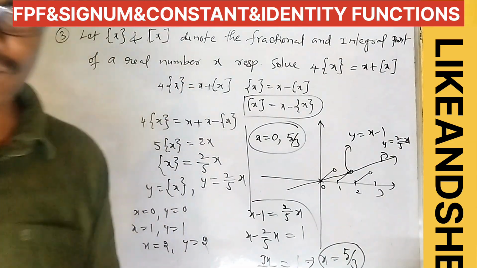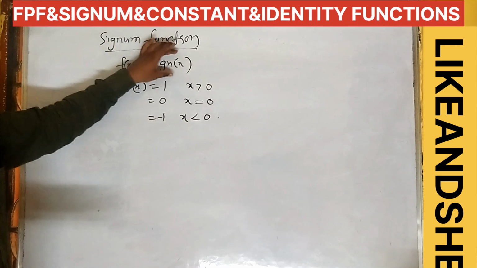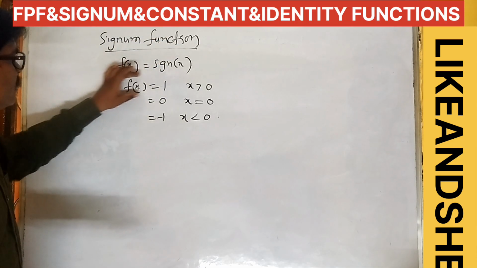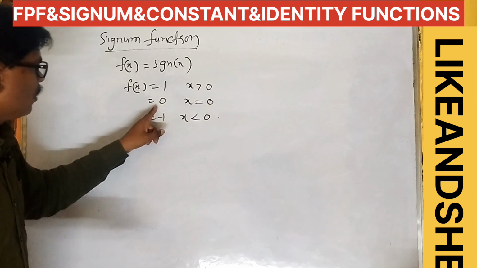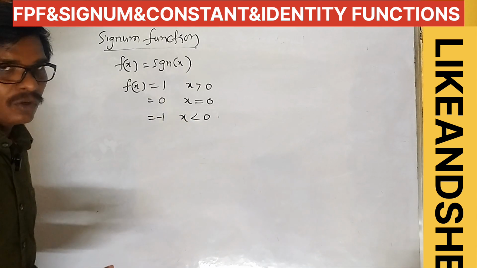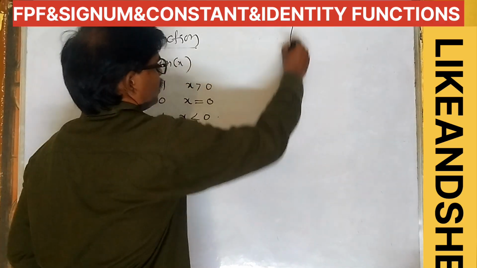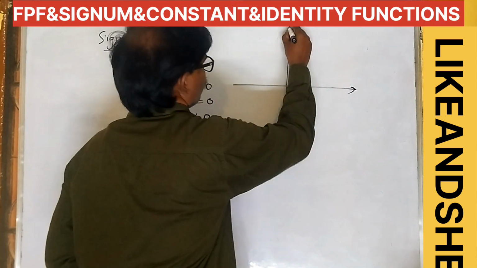Next, I am going to the function f(x) = signum of x. f(x) = 1 for x greater than 0, f(x) = 0 for x equal to 0, and f(x) = minus 1 for x less than 0. What is the graph?